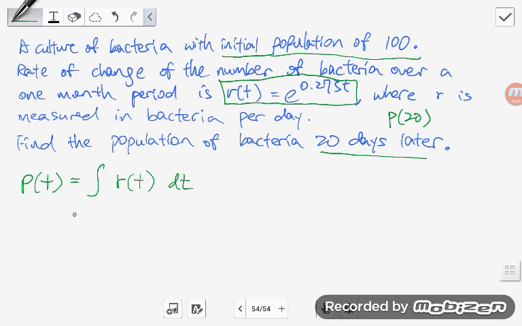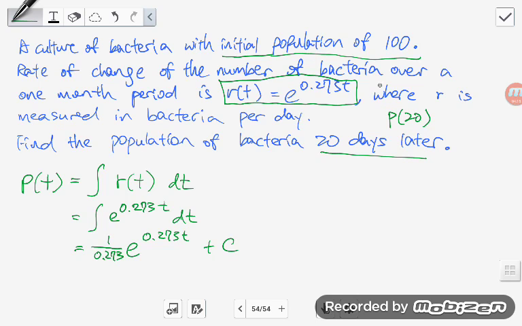Okay, so let's try to do this. So my P of t is equal to the integral of, this is an indefinite integral because I don't know where to where, right? So we are doing an indefinite integral here. My R of t is e to the power of 0.273t dt. So we are pretty comfortable with finding integrals now. So the answer for this will be e to the power of 0.273t, and if I differentiate this, I'll get a fraction. The fraction is going to be 1 over 0.273, plus, don't forget the plus c.